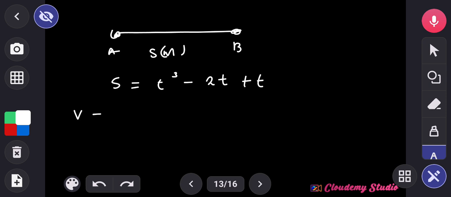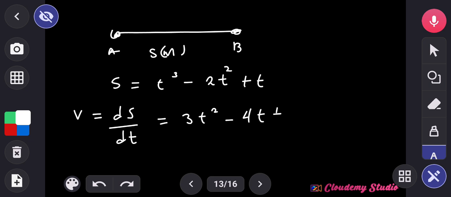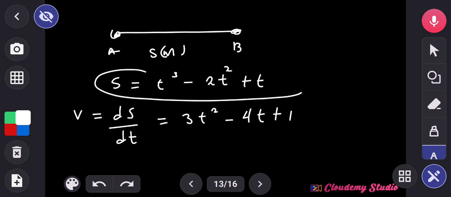We know that velocity equals the differentiation of s with respect to t. And that's going to be equal to what? Differentiation of s with respect to t is going to give us 3t squared minus 2t, right? Sorry, I made a mistake. It's supposed to be 2t squared. So 3t squared, 2t squared, minus 4t plus 1. This is the differentiation of this particular question. This is the real question.